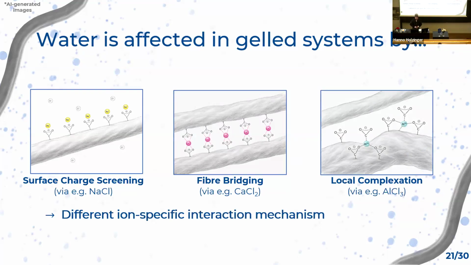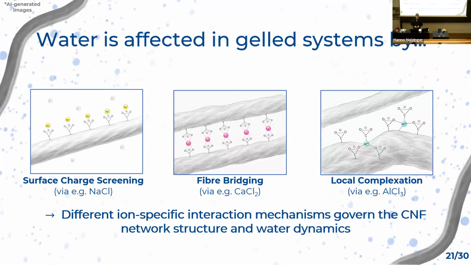With sodium ions, the main effect is electrostatic screening. So as shown here on the left, that means the repulsion between the fibers is reduced, they come closer together and form a denser network, as we saw in project 2. So that's nothing new, so to say.